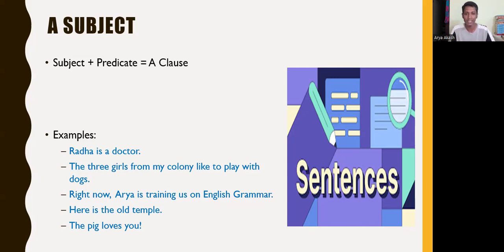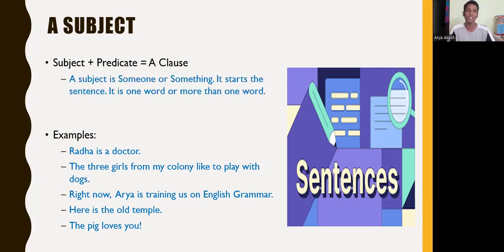So we will understand what a subject is. We have the examples. Radha is a doctor. The three girls from my colony like to play with dogs. Right now, Arya is training us on English grammar. Here is the old temple. The pig loves you. Okay, so there are some examples I gave you as some expressions in form of sentences.